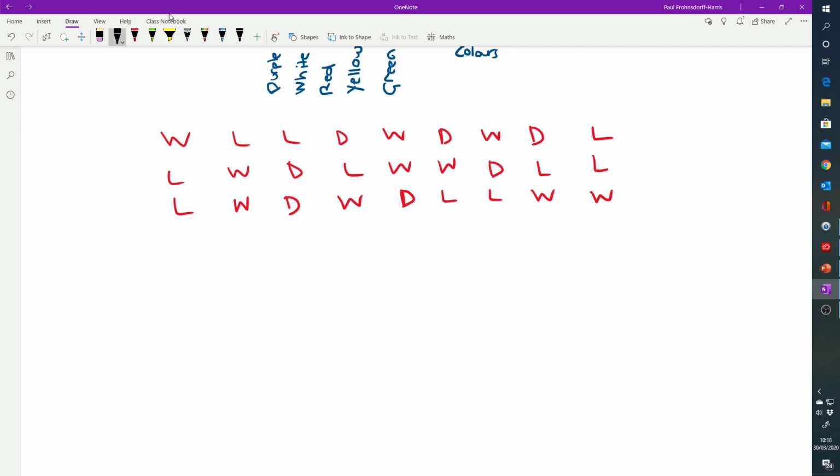So we first of all have to draw our frequency table. So we've got win, lose, or draw will be our first column. And then we'll have our tally.